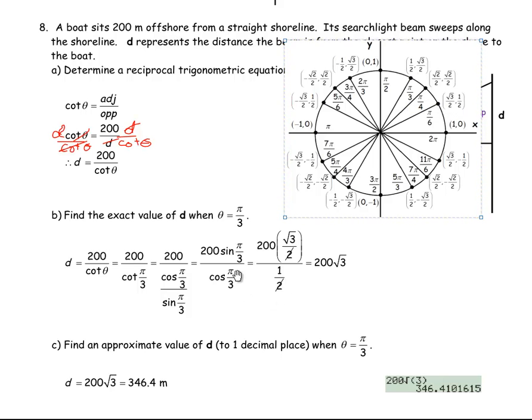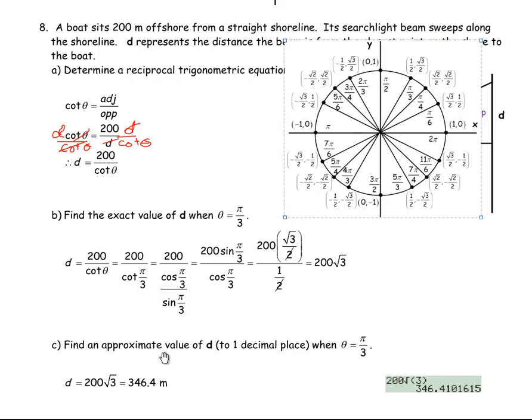Actually, what you can do to make this simpler is I took the 200 and multiplied by the reciprocal of this. So that's why the sine pi over 3 comes on top, multiplied by the 200, and the cosine stays in the denominator. So the sine of pi over 3 would be the root 3 over 2. And the cosine would be the half, so we have a half in the bottom here. And then the 2's divide out, so we basically have 200 times root 3 over 1, which is 200 root 3.